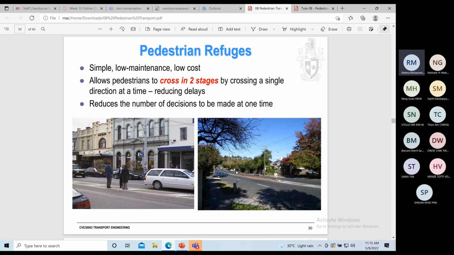We start with the pedestrian refuge. This one allows pedestrians to cross the road in two stages. They can cross the first carriageway, then take shelter where they feel a little more protected from the traffic, and they judge the situation, then continue to cross the rest of the remaining road.